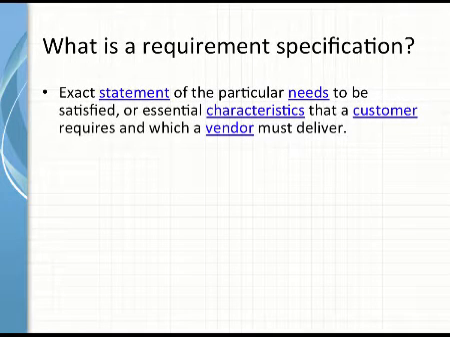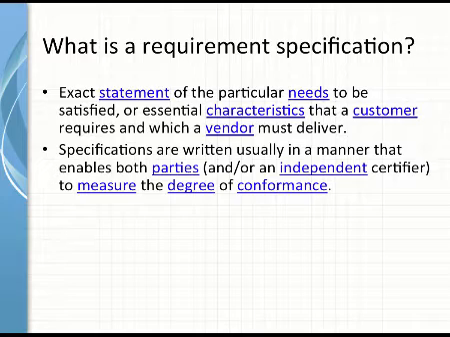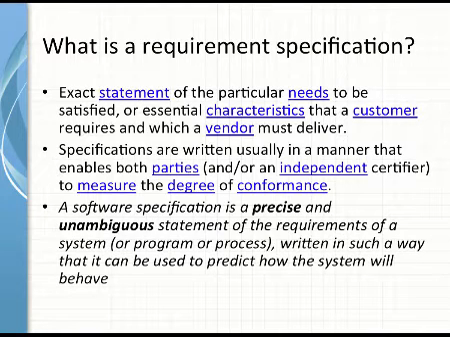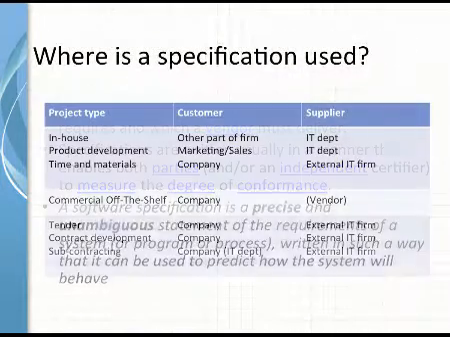Let's first agree upon what we understand about requirement specification. In essence, it is a statement about the needs or characteristics required by a customer and that the development team needs to deliver. The essential issue is that both the customer and the development team need somehow to be able to understand each other in a way that enables measuring the degree of conformance. A specification needs to be both precise and have no ambiguities, and it must be written in a way that enables one to predict how the newly developed system will behave afterwards.